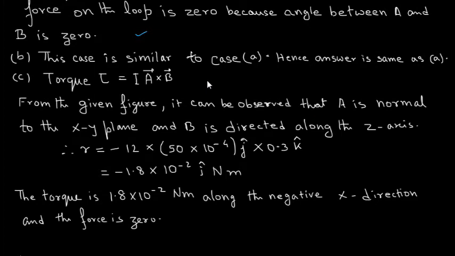Torque tau is equal to IA cross B. From the given figure, it can be observed that A is normal to the xy plane and B is directed along the z-axis. Tau is equal to minus 12 multiplied by 50 multiplied by 10 to the power minus 4 J multiplied by 0.3 K, which is equal to minus 1.8 multiplied by 10 to the power minus 2 I Newton meter. The torque is 1.8 multiplied by 10 to the power minus 2 Newton meter along the negative x direction, and the force is 0.